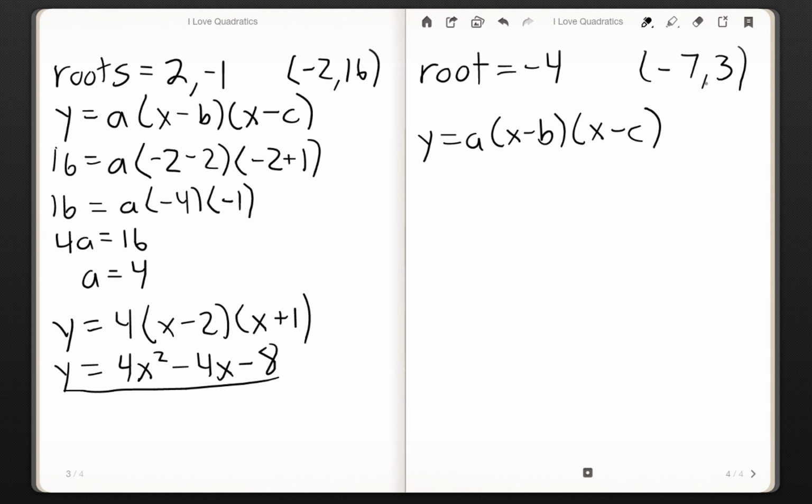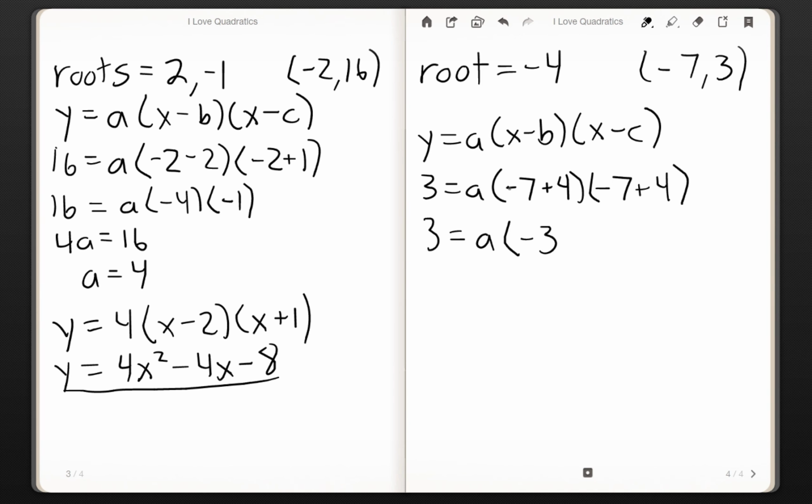We have, at this point on the graph, y equals 3. X is negative 7. So minus negative 4 will be plus 4 for the first root. And then negative 7, again minus negative 4. It's the same value for the second root. It's a duplicate root. So again, plus 4. So negative 7 plus 4, we have that twice here. So this is going to be negative 3 times negative 3, or negative 3 squared.